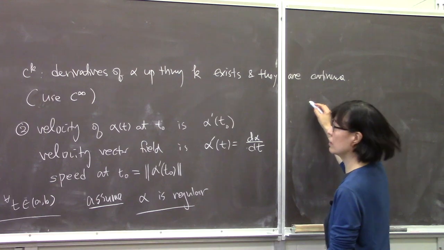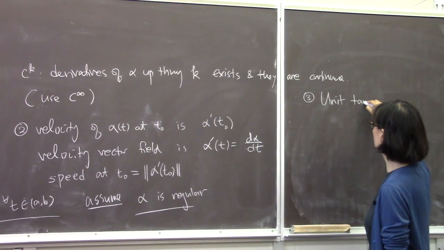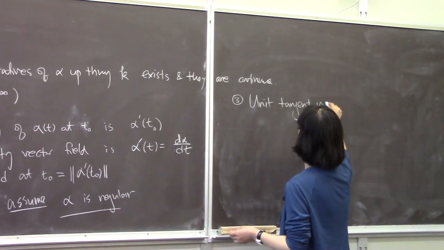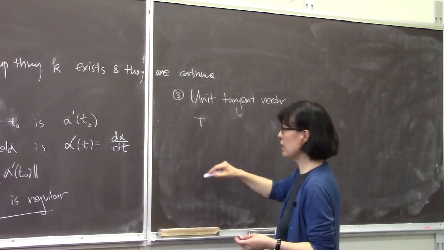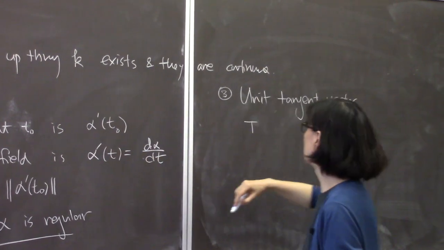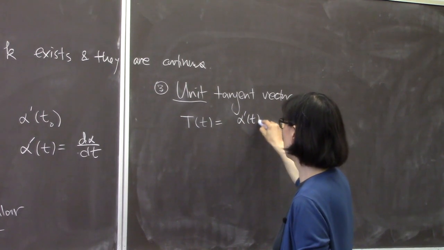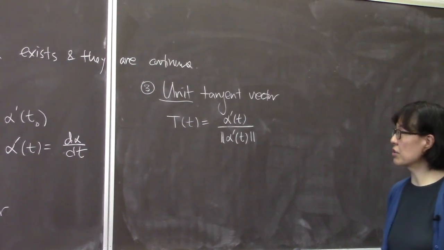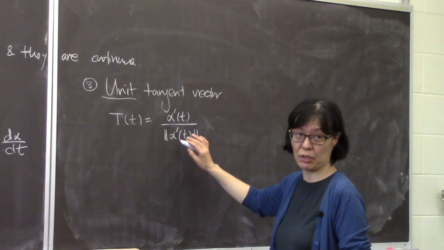Okay, then, what is the unit tangent vector? I use a big T for that. We know that alpha prime is a tangent vector as well, right? But to be unit, we divide by its length. Alpha prime of t divided by its own length. Then that is the unit tangent vector. Again, the curve is regular, so the speed is never zero.